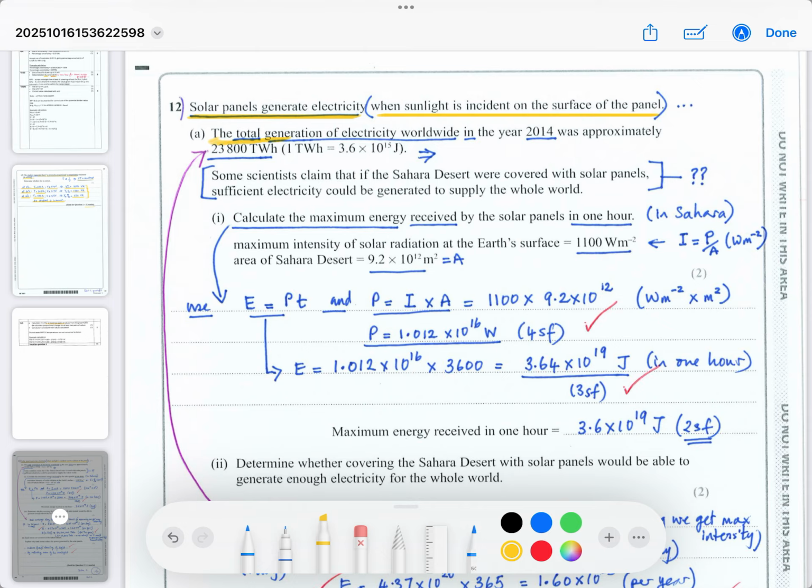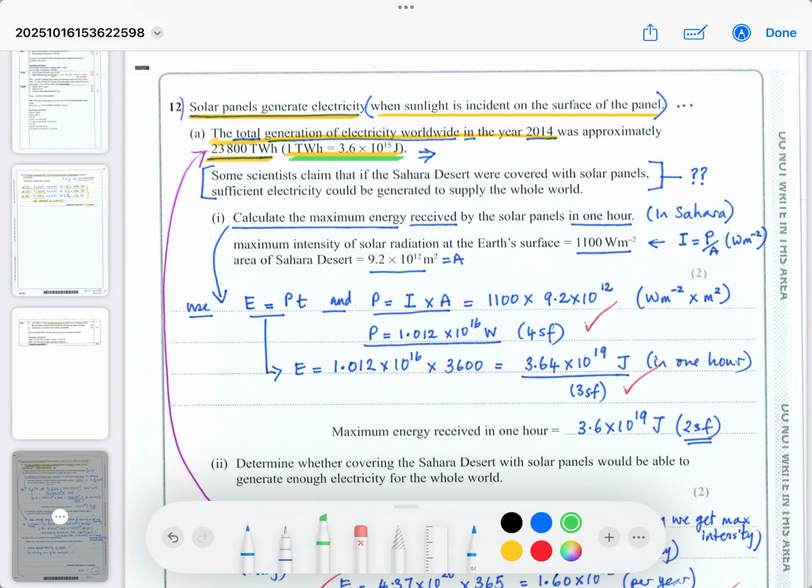It says the total generation of electricity worldwide in the year 2014 was approximately 23,800 terawatt hours. And remember, 1 terawatt hour is power times time. Instead of using watts and seconds, they're using terawatts and hours, and they're telling you that's just a certain number of joules. If you remember in GCSE, a kilowatt hour is the unit they charge you electricity for. It's called 1 unit of charge.